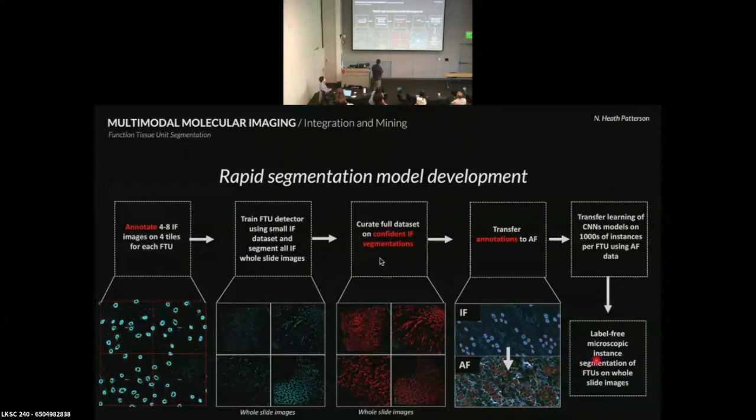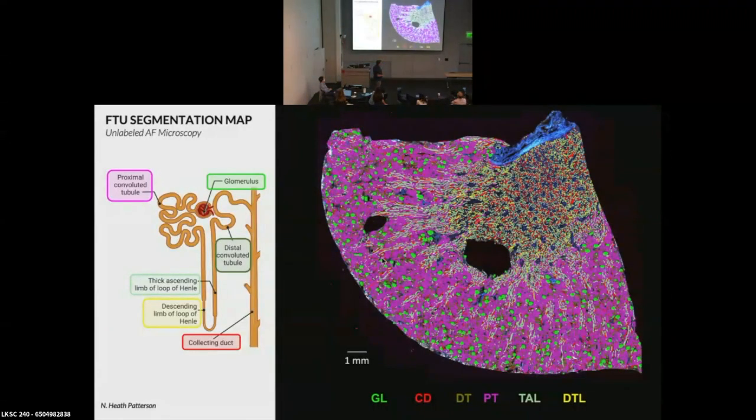So we can go from very few examples, train a computer to mark many tens to hundreds of thousands of examples of functional tissue units across many patient samples. We curate those, and once we have all of those examples, we then transfer them to the autofluorescence where we need more examples to build robust models. And this is what we get. So when we feed now our algorithms with autofluorescence data, we get full segmentation maps of the functional tissue units. Again, not single cell level segmentation, but multicellular functional tissue units within the kidney. But for our work, this is appropriate.